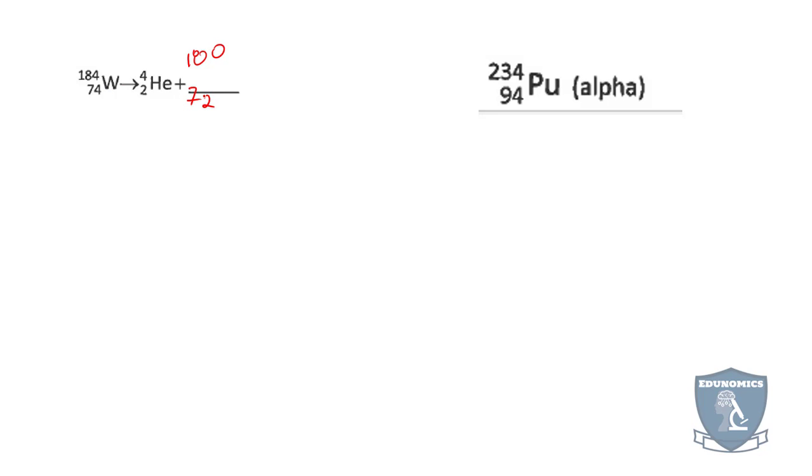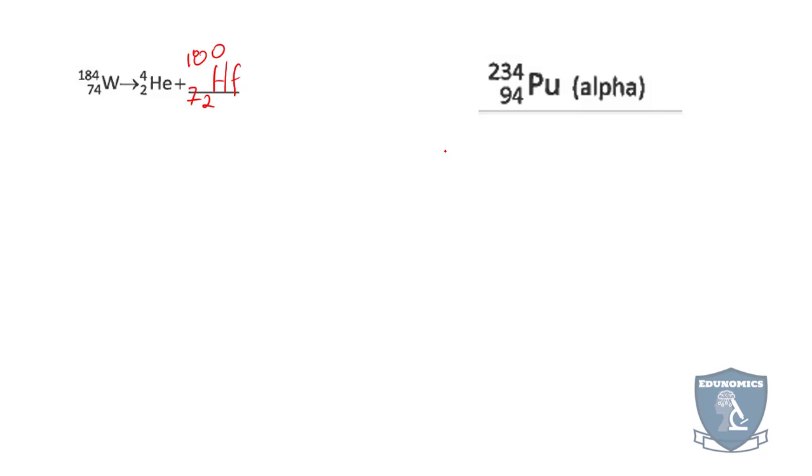Now, all you need to do is look at your periodic table and find out which element has the atomic number of 72. Based on that, the element has a symbol of Hf. And that would be how you'd work a decay for alpha.